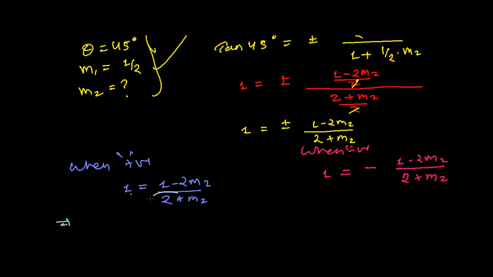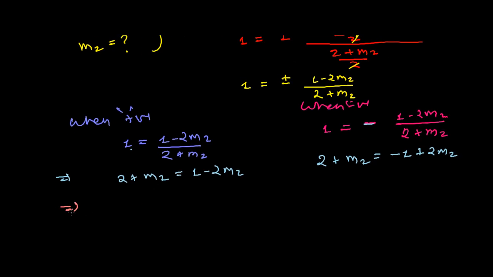Now this 1 will multiply by the denominator, so we get 2 plus m2 equals 1 minus 2m2. Moving terms to one side, it will be 2m2 plus m2 equals 1 minus 2, which is minus 1. So we're getting 1 equals to minus 3m2.